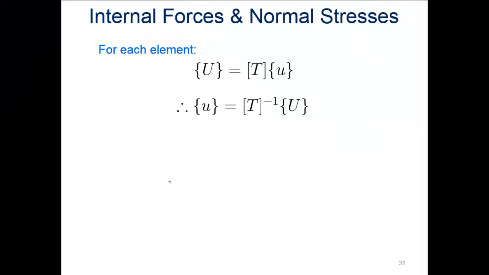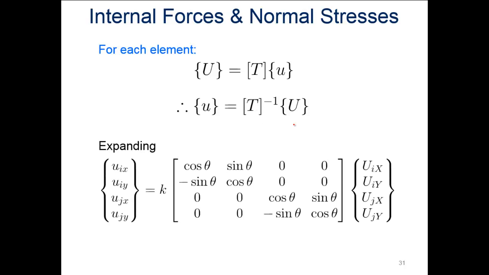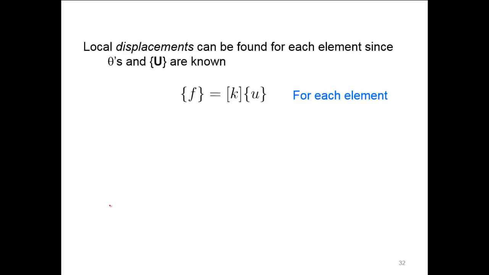All right. Come back here. Let's look at our internal and normal stresses. So for each element, we have already got the global displacements, and this is going to be equal to the transformation matrix times the local displacements. So we have these, we want to get these. To do that, we multiply both sides by the inverse of the transformation matrix to work ourselves back. So we got the global displacements multiplied by the inverse of the transformation matrix, we can find our local displacements. All right, so local displacements can be found for each element since the angles and the global displacements are known.